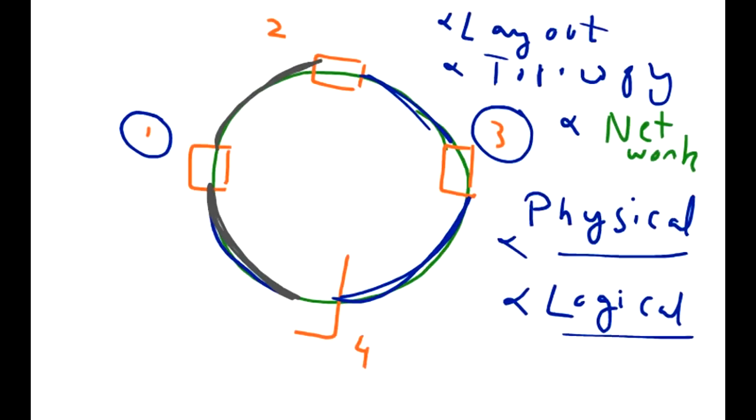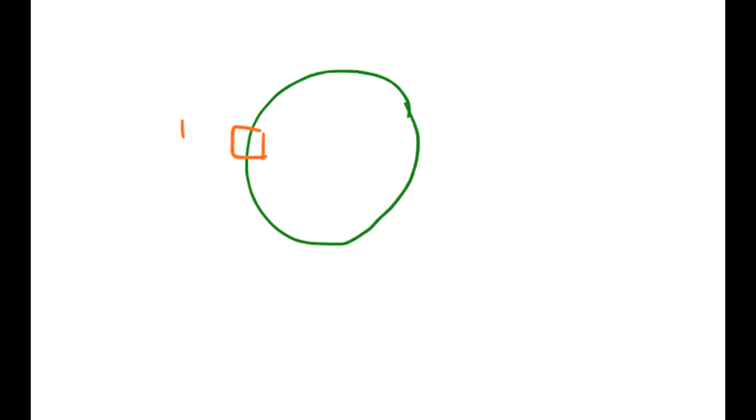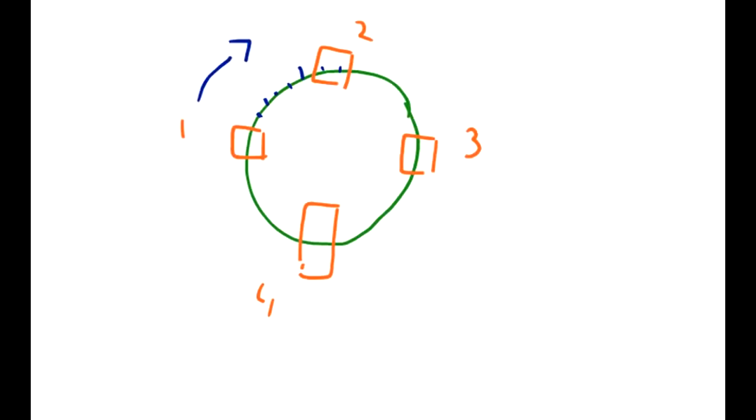So how does the data flow in ring topology? In ring topology, data flows in the form of packets. Let's suppose our computer number 1 would like to communicate with our computer number 3. We have already seen that we have got a server and computer number 2. So if computer number 1 would like to send some data to computer number 3, then the data could flow either way, from 1 to 3 in this direction or this direction.